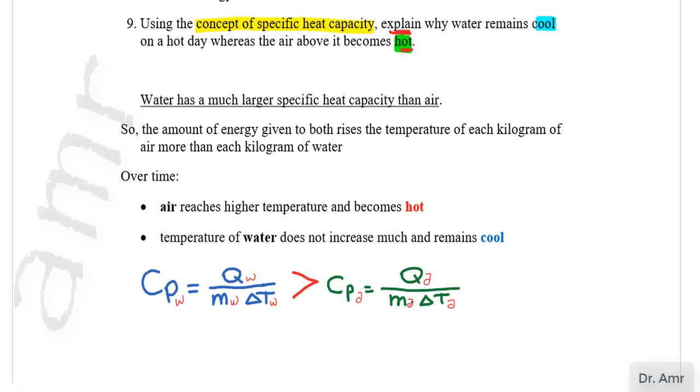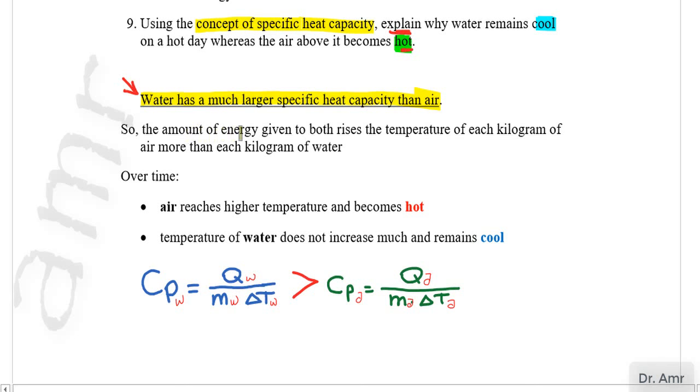الكونسبت بتاع السبيسيفيك هيت الكي انسر عندي لازم اقول ان water has much larger specific heat capacity than air. طيب ده معناه ايه؟ larger specific heat capacity means the substance دي needs more energy to increase or to raise its temperature by 1 degree Kelvin or Celsius.